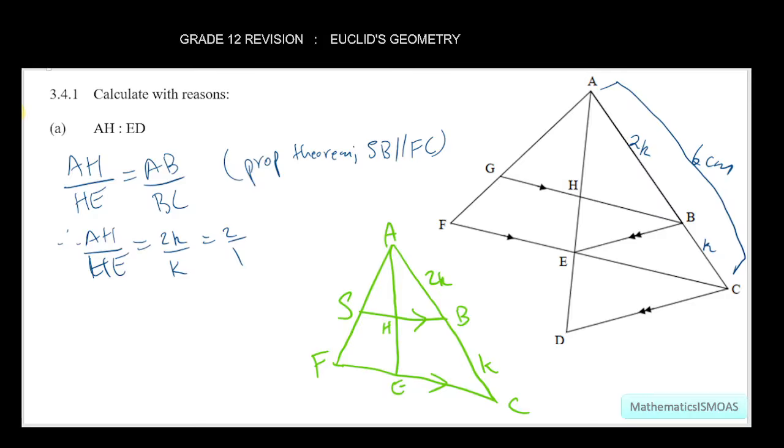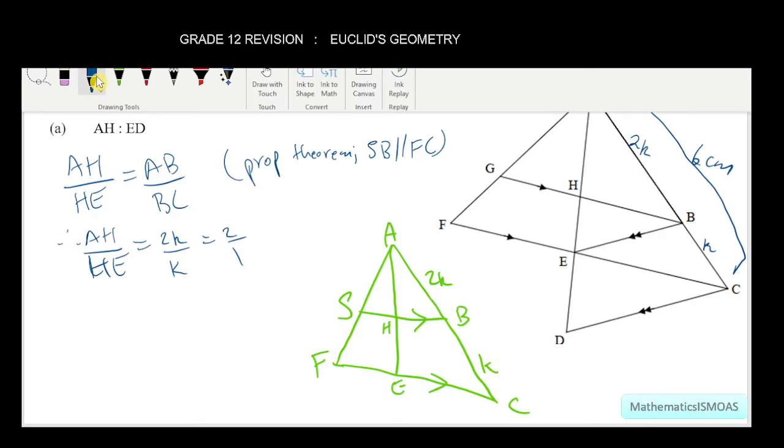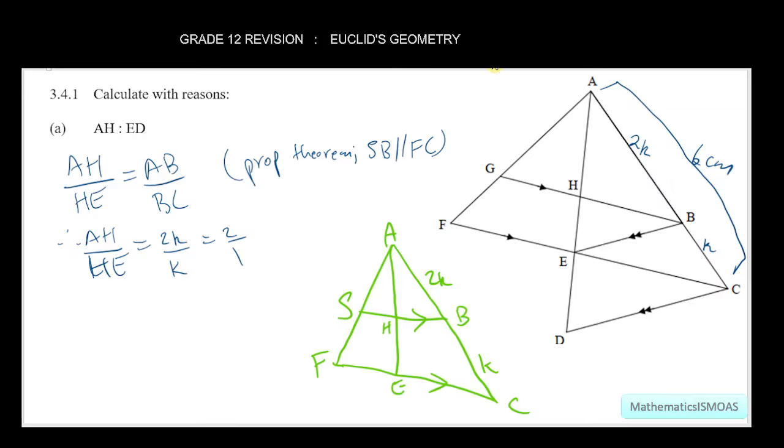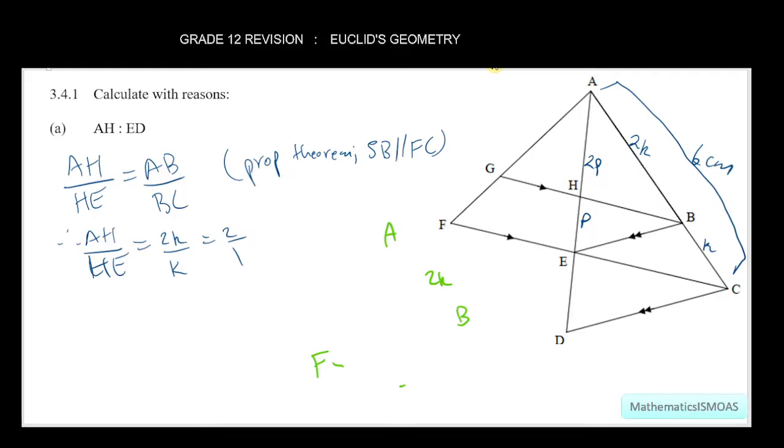Therefore, the length of AH will be 2 something, and HE 1 something. So let's choose a different letter. Let's take P. 2P, therefore HE will just be P. Okay, then I'm done. I can erase this one. So now I need to get to ED.